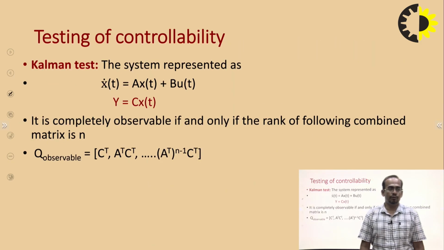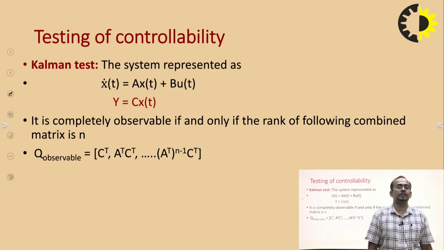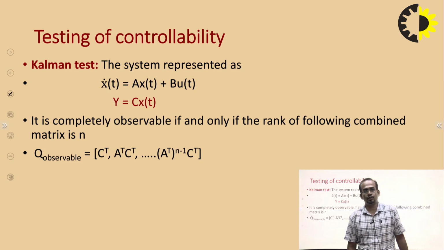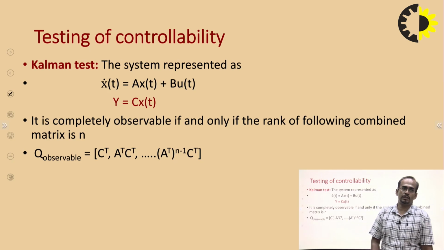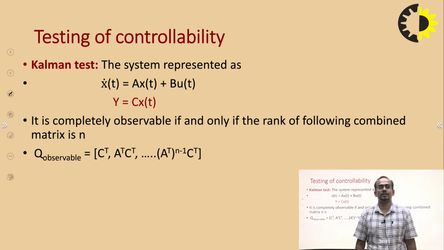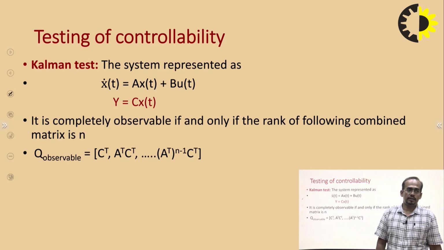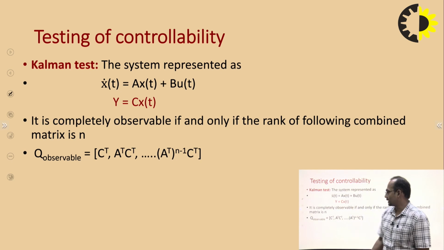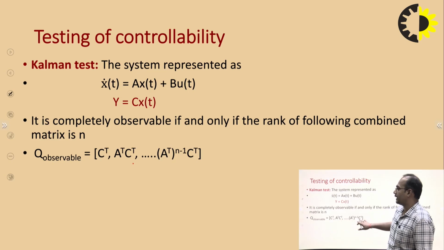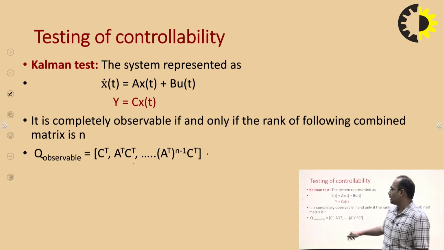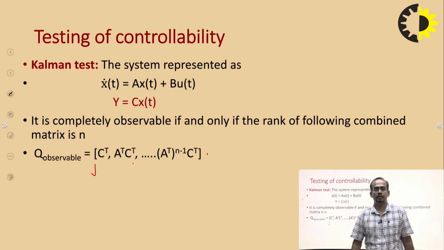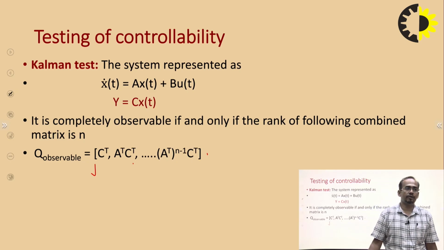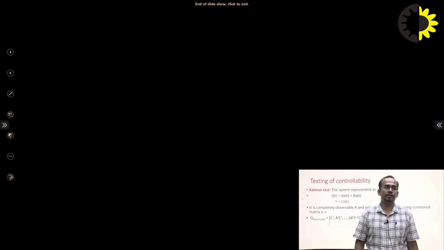Now how will you test the observability? This is the Kalman test for checking the observability of the system. Again, the state equation is given to you and the output equation is y = Cx + Du. The system is completely observable if and only if the combined matrix [C^T, A^T C^T, ..., (A^T)^(n-1) C^T] satisfies the condition of observability.